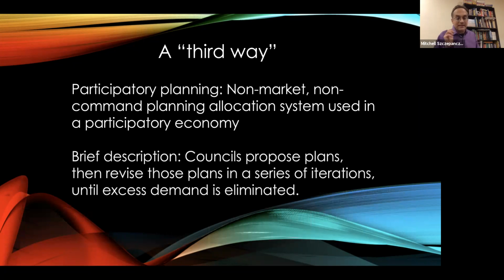More specifically, and described very briefly, these respective councils, worker councils on the production side and consumer councils on the consumption side, each propose plans for what they want to produce or consume within some given time span, typically a year, for example. They then exchange those plans and then see if those plans match. If they don't, they revise those plans in a series of iterations with the goal of eliminating excess demand. Once the excess demand has been eliminated within this plan, you have an economic plan, and the economy can then carry out that plan to produce stuff and to consume stuff.